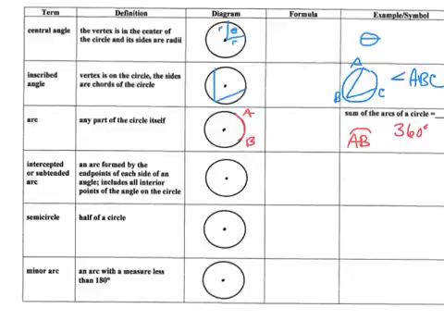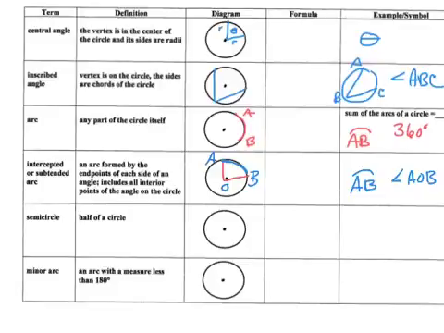So let's look at the next thing here. The intercepted or subtended arc. Here's what that is. That's an arc formed by the endpoints of each side of an angle, and it includes all interior points of the angle on the circle. So if I have a central angle like that, the intercepted arc is the arc that the angle creates. Again, if this is A and this is B, that would be arc AB. There's the symbol. And if I have an O in the middle, there's arc AB and there's angle AOB. Angle AOB subtends arc AB.